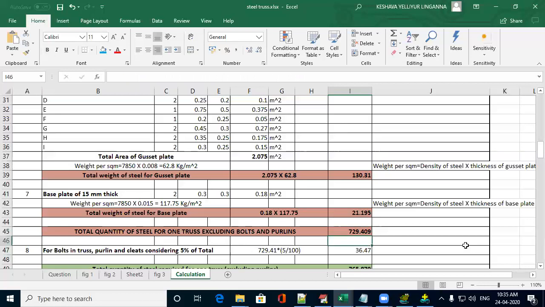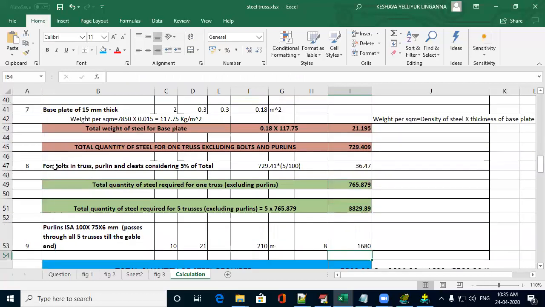Now, you have to calculate for bolt in truss, purlins and cleats considering 5% of the total. This is particularly the calculation of bolts used in the truss. You have to take the 5% of the total. Remember this is also the calculation for only one truss.